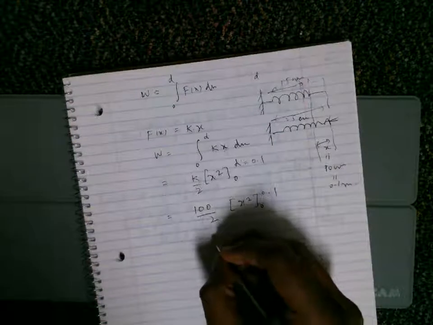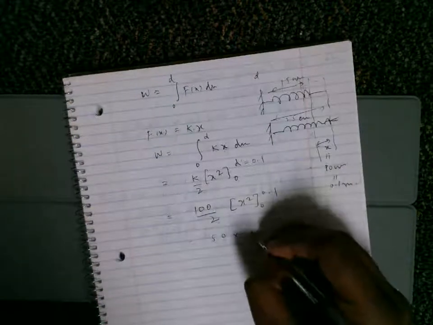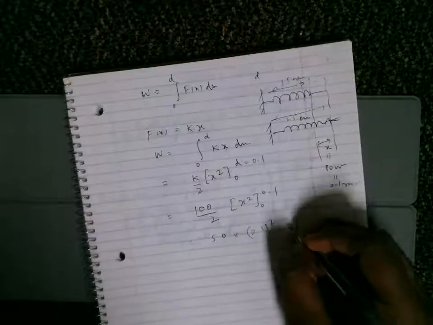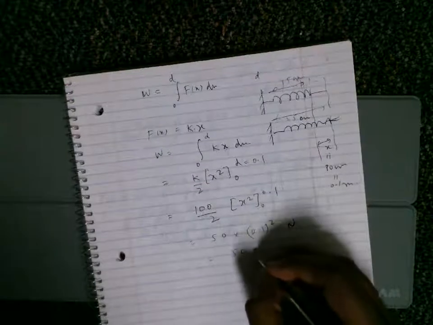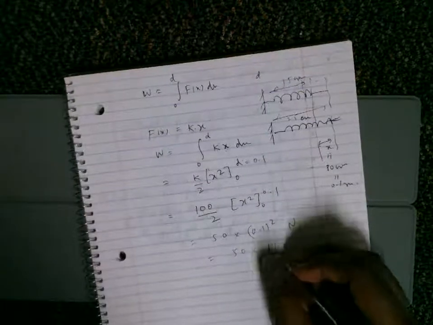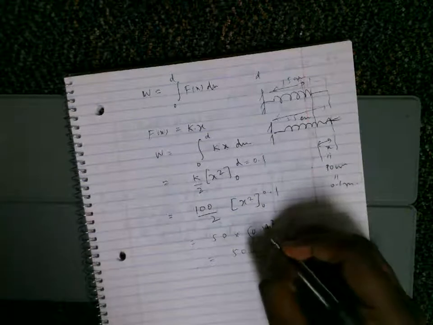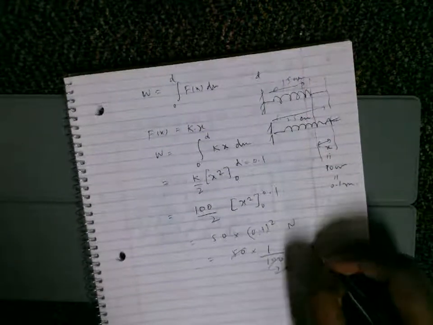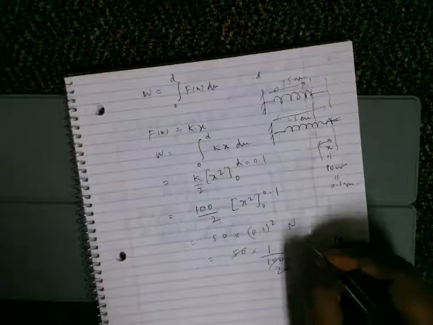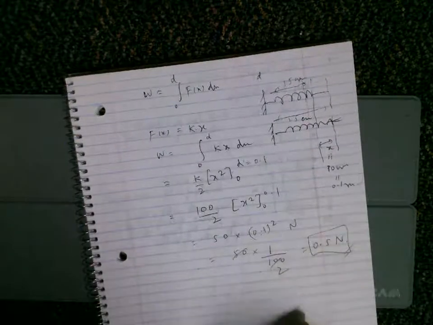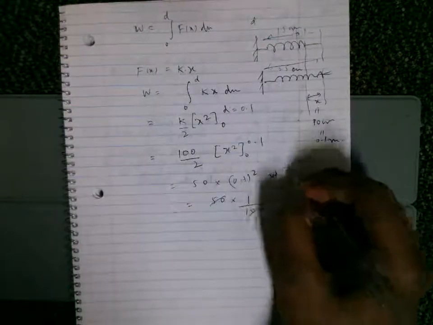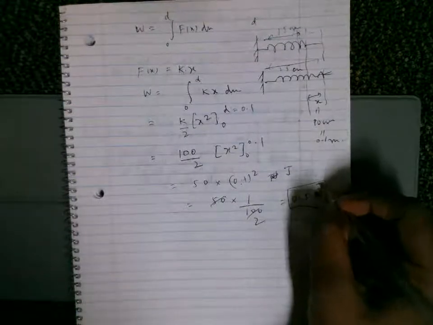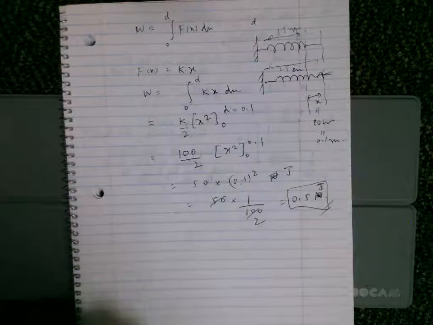So this is equal to 50 times 0.1 squared. So this is 50 into, well, this is 1 by 10, whole squared is 1 by 100. So this is 0.5 newtons, right? Oh, sorry. This has to be joules because we are talking about work done. So the work done is 0.5 joules.